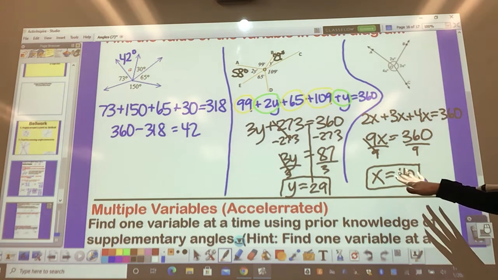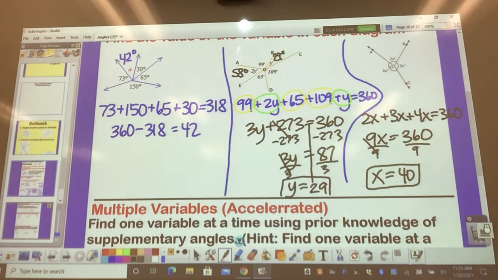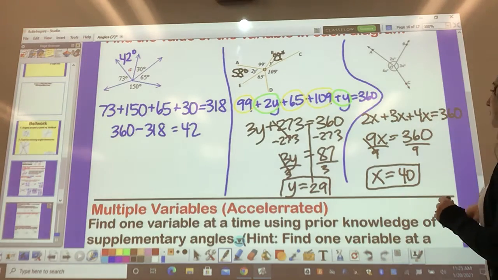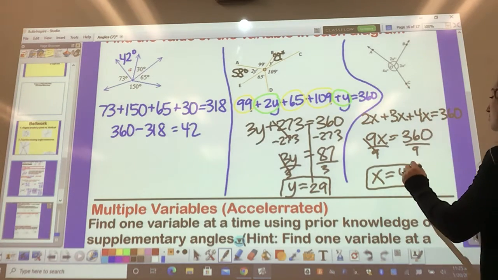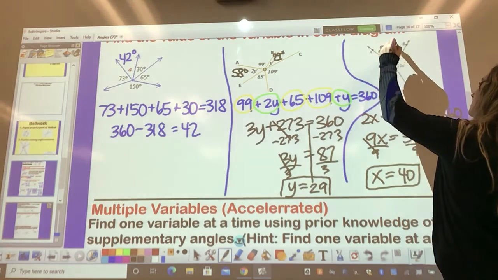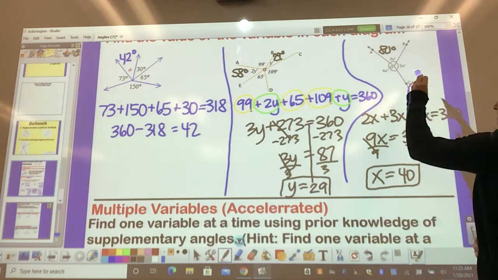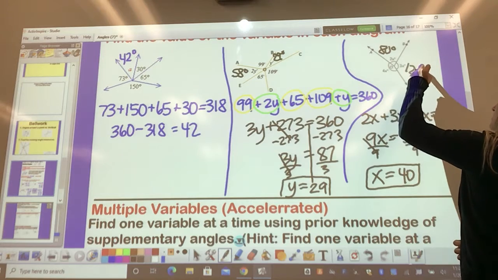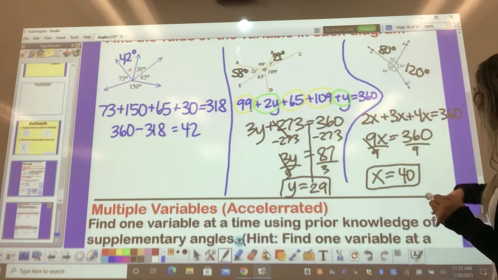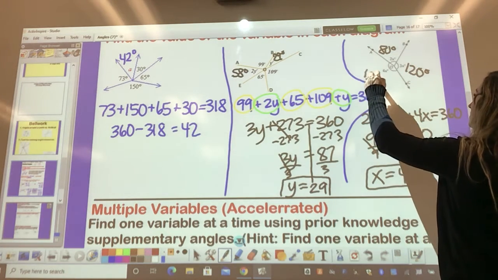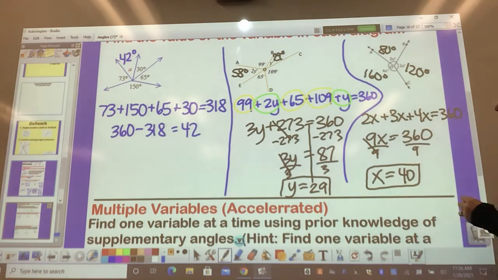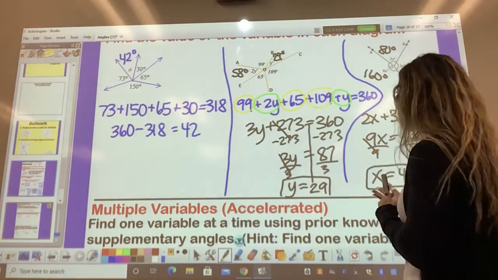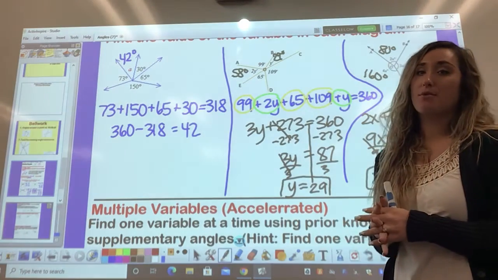So if that's the value for x, then we'll plug it in to find these angle measures. This top one would be 2 times x, so 2 times 40 is 80 degrees. 3 times x, or 3 times 40, is 120 degrees. And 4 times x, or 4 times 40, is 160. So there you have it. That's how you solve problems for angles around a point.